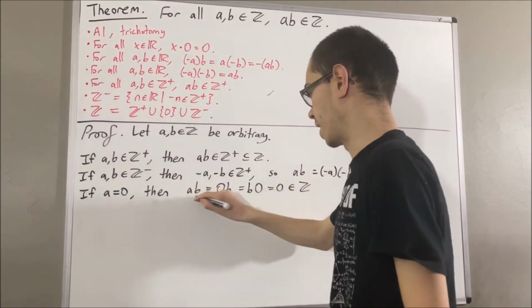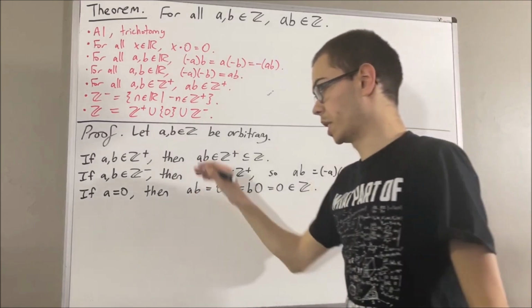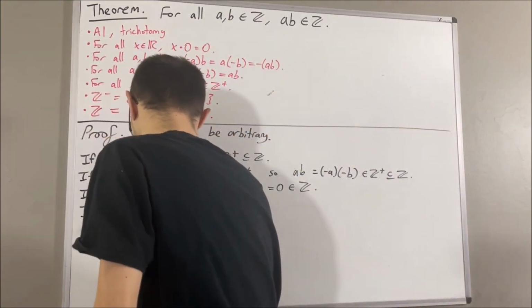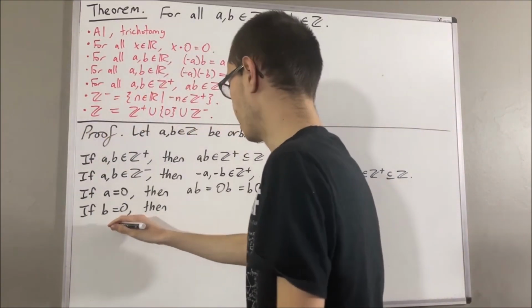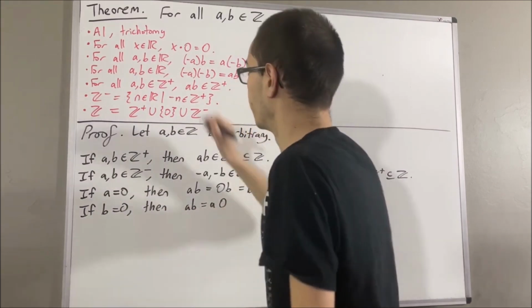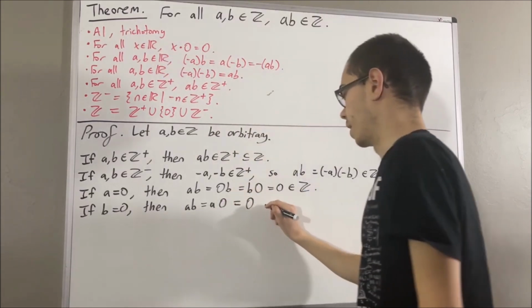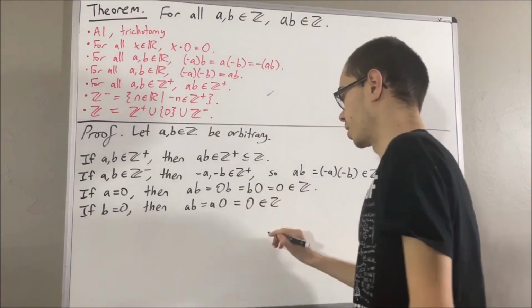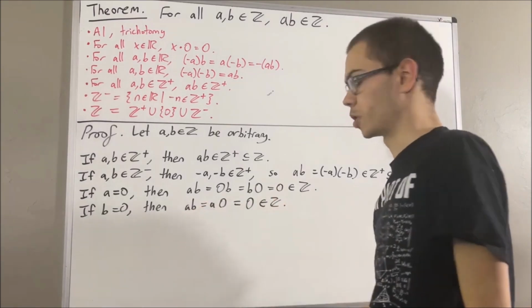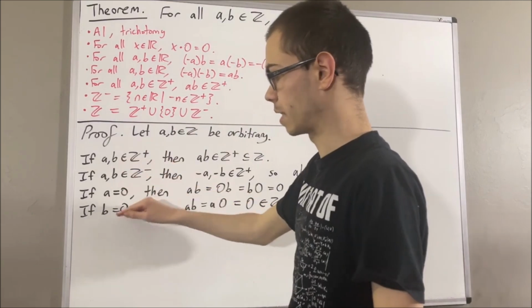So this tells us that a times b is an integer. So we're done. Another possibility is that b is equal to 0. Now if b is equal to 0, then a times b is equal to a times 0. But then by this result, a times 0 is equal to 0. And 0 is an integer. So this tells us a times b is an integer. So we're done. So at this point, we have considered 4 possibilities.